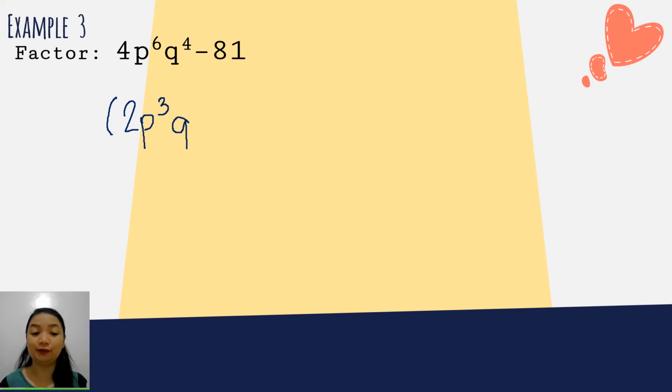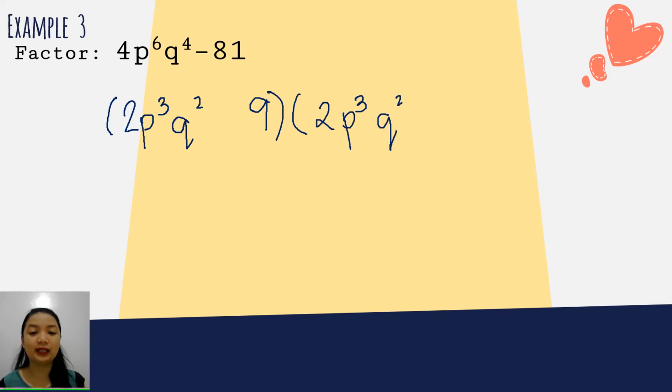Then we have q to the 4th. Square root of q to the 4th? Correct. That is q squared. And then for the other one, what is the square root of 81? Yes, that is 9. So again, we copy the terms on the second parenthesis. P cubed, q squared, and then 9. And then lastly, we express it as a sum and difference of two terms. So those are the factors of 4p to the 6, q to the 4th minus 81.